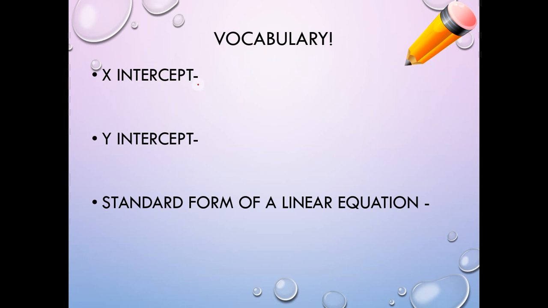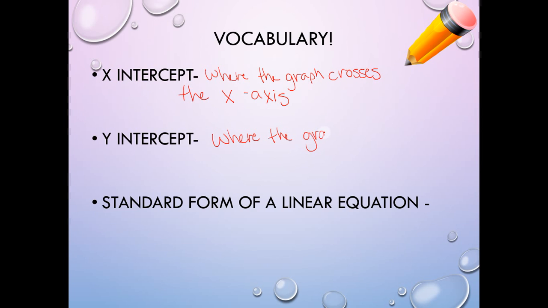The x-intercept is where the graph crosses the x-axis. So this is where on the x-axis my graph hits. Now, the y-intercept is exactly the same thing: where the graph crosses, but instead of the x-axis, I have the y-axis.